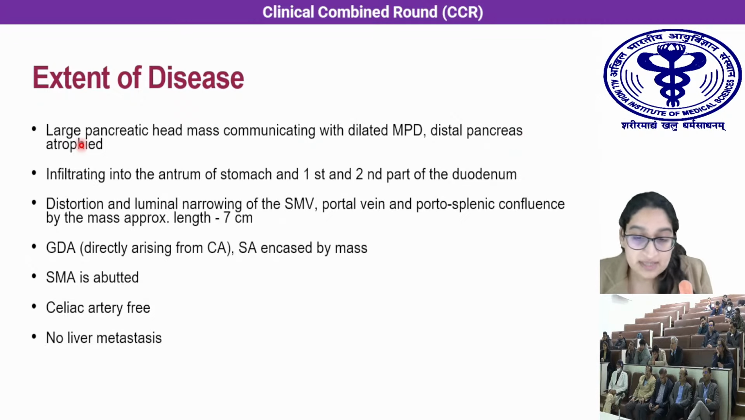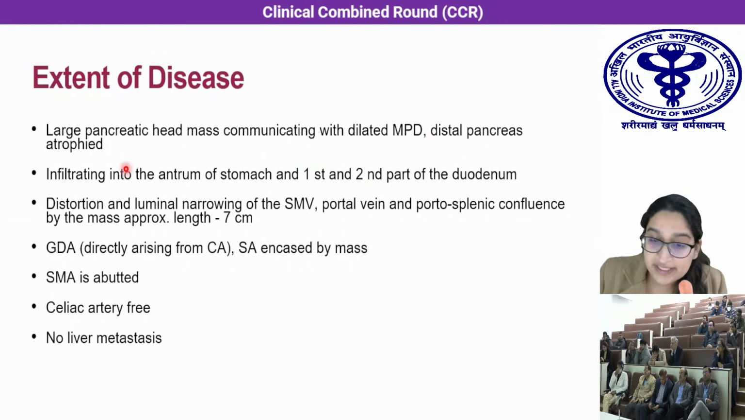So summarizing my findings, there was a large pancreatic head mass which was communicating with the dilated MPD with atrophy of the distal pancreas. It was infiltrating into the antrum, the first and the second part of the duodenum. There was distortion and luminal narrowing of the SMV, the portal vein, and the portosplenic confluence by the mass for a length of 7 centimeters.